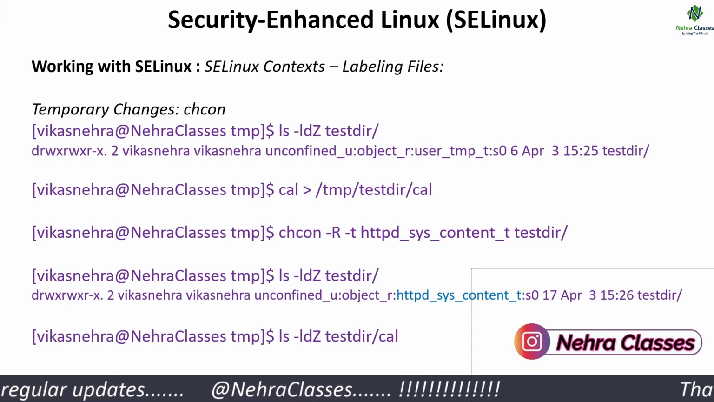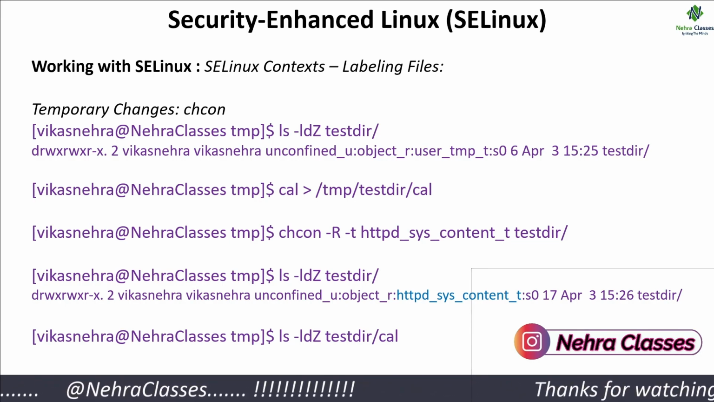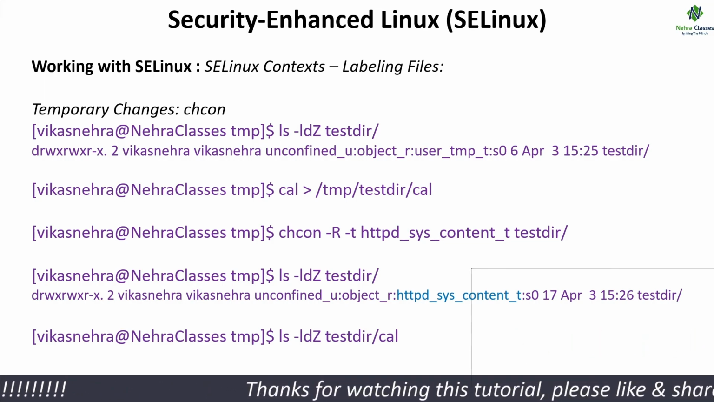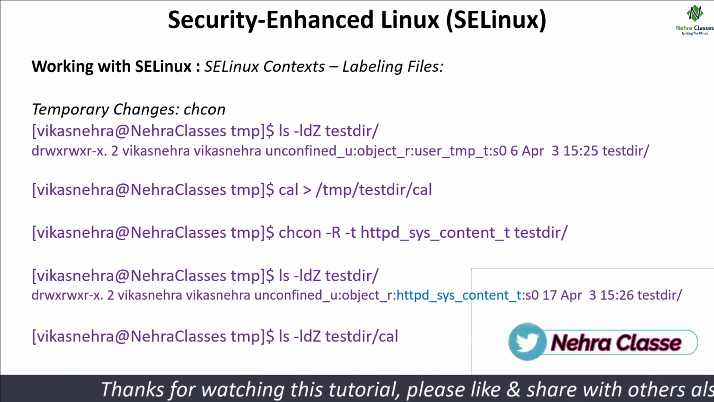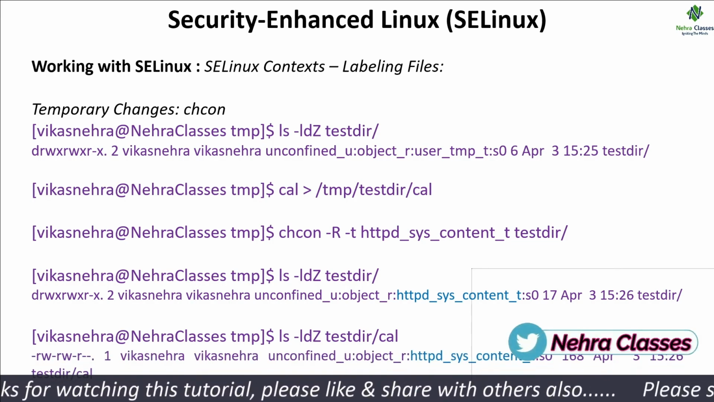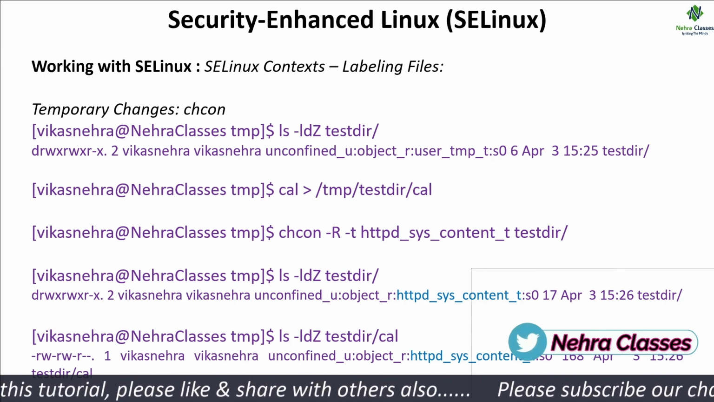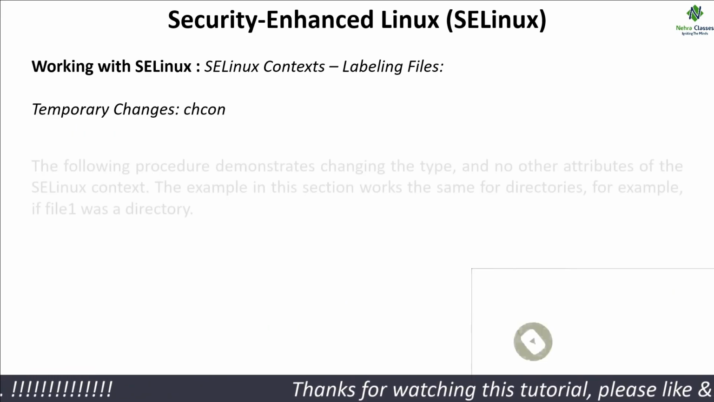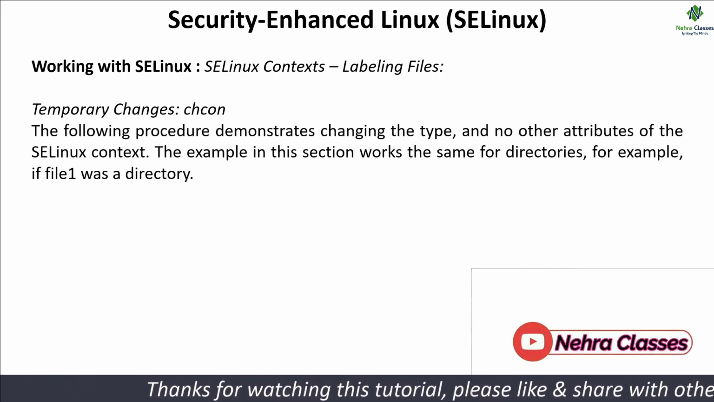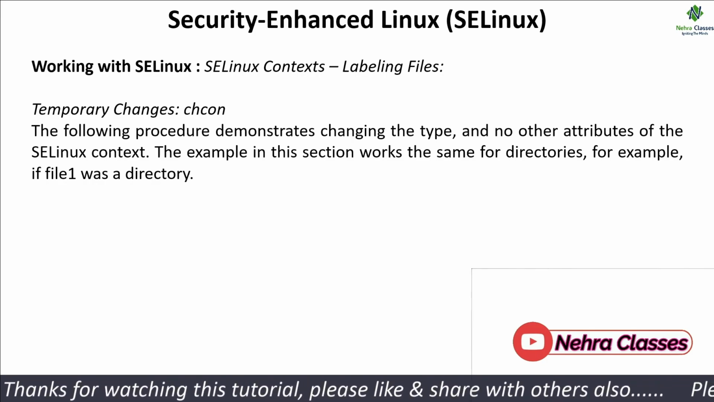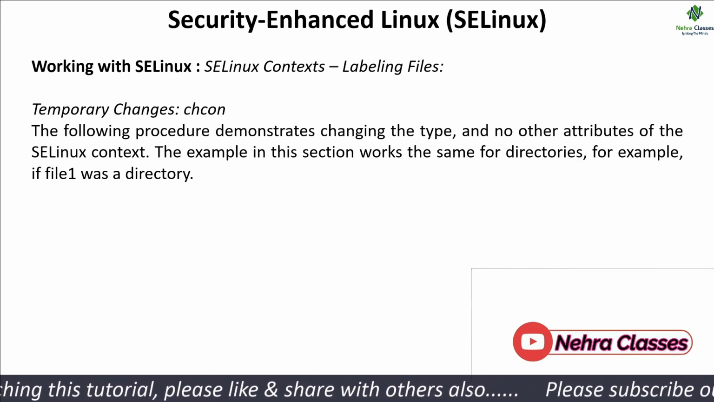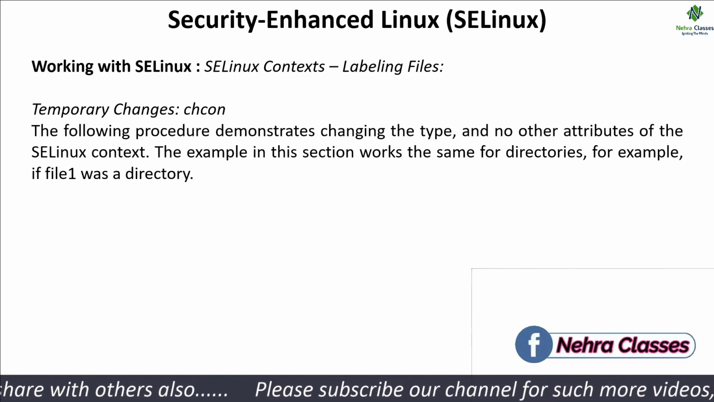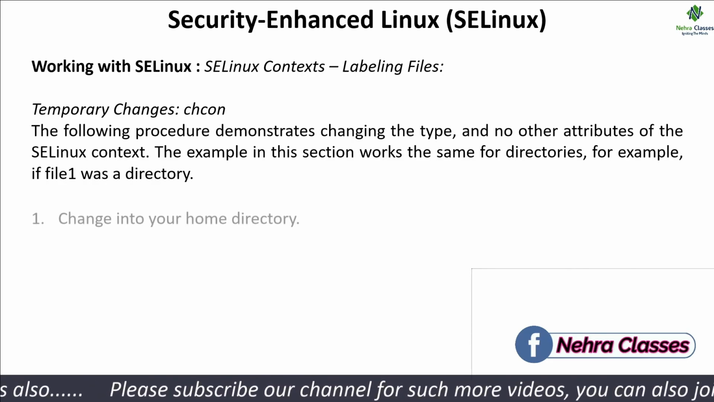In the same way, if you try to display the SELinux context for this cal file which you have copied earlier in the /tmp/testdir, you can see that the type is showing up as httpd_sys_content_t in the blue color. The following procedure demonstrates changing the type and no other attributes of the SELinux context. The example in this section works the same for directories, for example, if file1 was a directory.